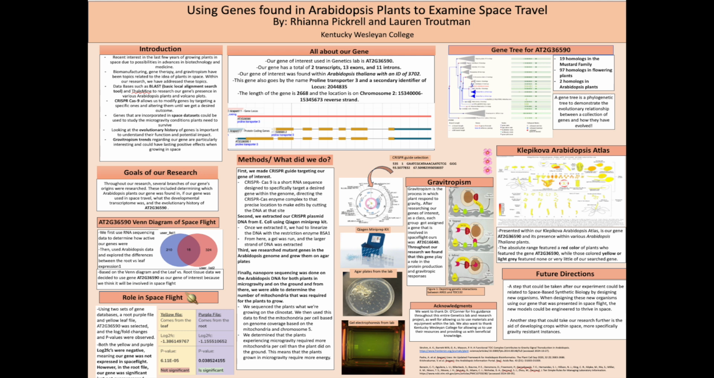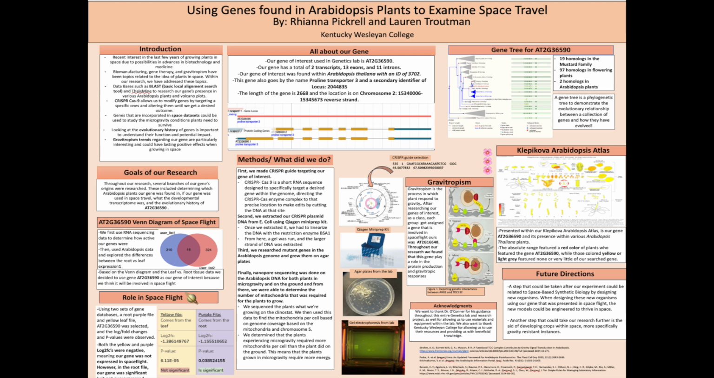Next, we researched a few mutant genes in the Arabidopsis genome and grew them on agar plates. As you can see on the poster, that's a picture of one of the agar plates that we used. And then finally, nanopore sequencing was done on the Arabidopsis DNA for both plants in microgravity and on ground.